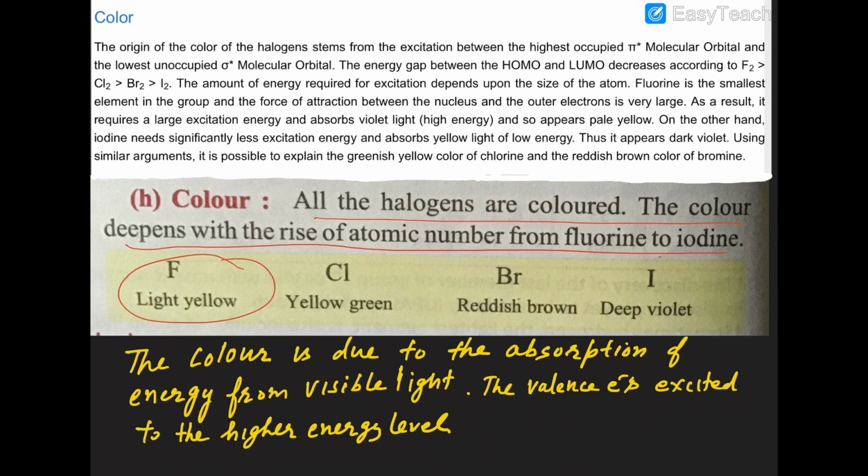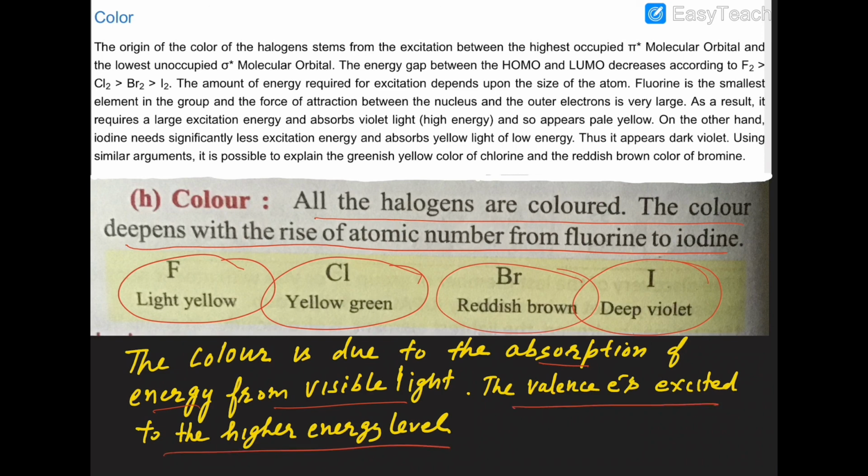So look at that. In case of fluorine, it is light yellow. In case of chlorine, it is greenish yellow. In case of bromine, it is reddish brown. In case of iodine, it is deep violet in color. So as we move down the group, the color becomes more and more intense. The color is due to the absorption of energy from the visible light by the molecules. The valence electrons are excited to the higher energy level and the complementary color is seen.